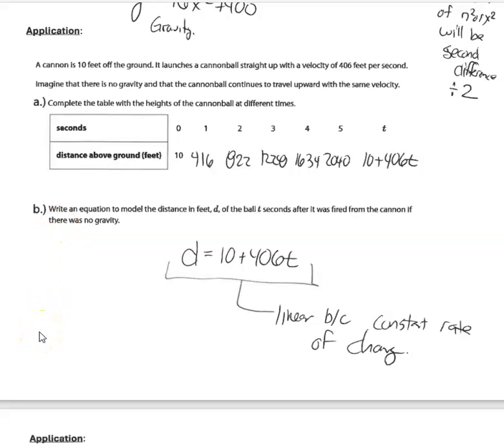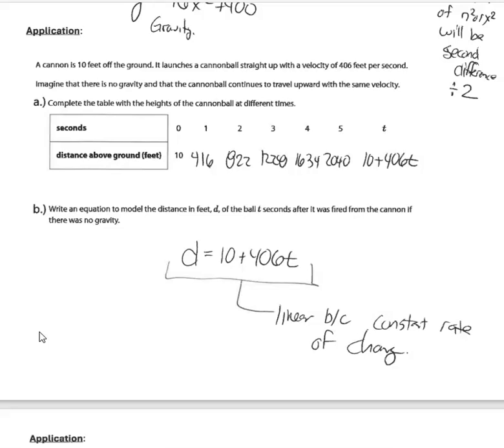The next part is talking about, let's take gravity out of the situation, and let's talk about if you shot a cannon from 10 feet off the ground and it launches straight up at a velocity of 406 feet per second. Imagining there is no gravity, what would this look like? Well, since it is a constant 406 feet per second, whether it's between 0 and 1 seconds, 1 and 2, 2 and 3, 3 and 4, or whatever, we know this is going to be linear, which means I can model my equation off of y equals mx plus b.